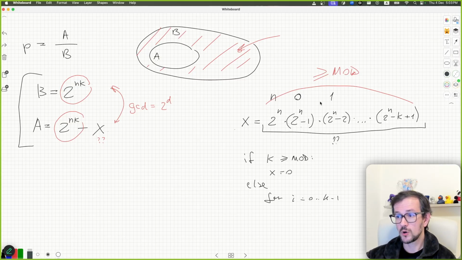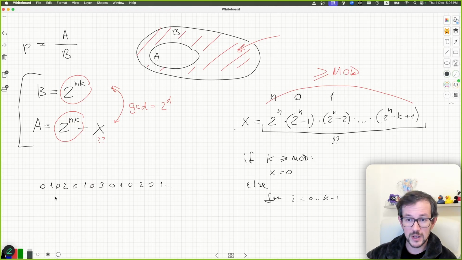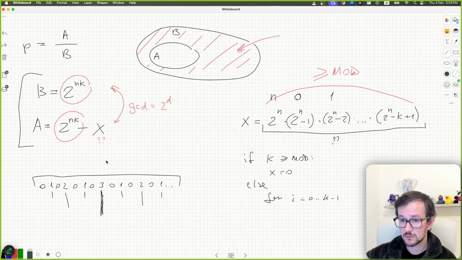Now if you look at all these consecutive numbers and look at the maximal power of 2 which divides them, you will have this sequence: 0, 1, 0, 2, 0, 1, 0, 3, 0, 1, 0, 2, 0, 1, and so on. Every second element will be divisible by 2. Every fourth element will be divisible by 4. Every eighth element will be divisible by 8, and so on. This is the normal sequence of the maximal power of 2 which divides the number. And you just need to calculate the sum of all these numbers.